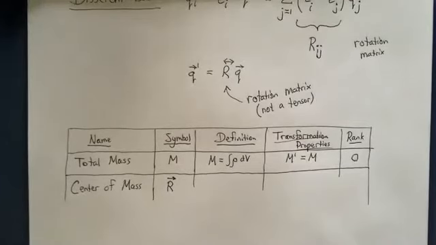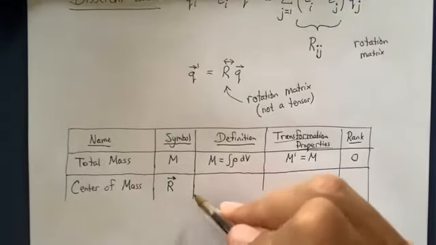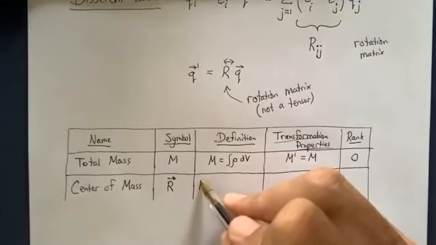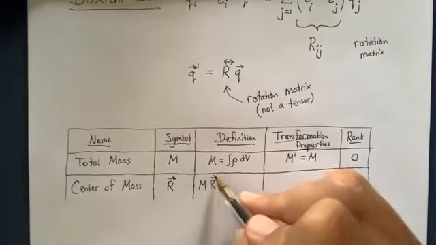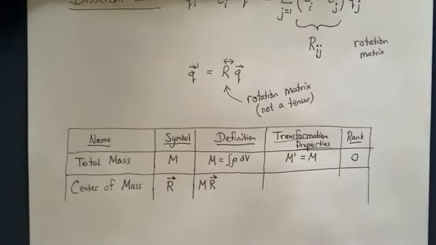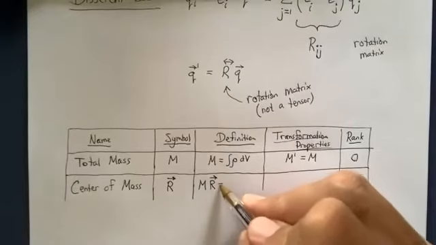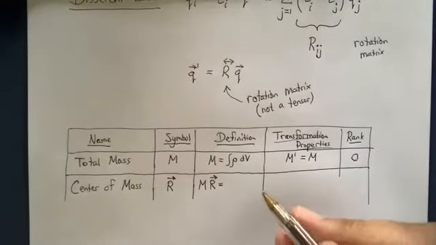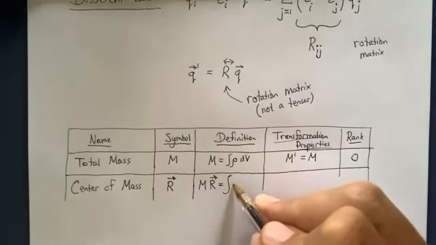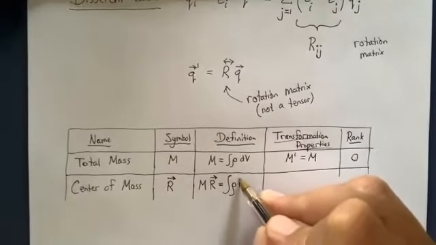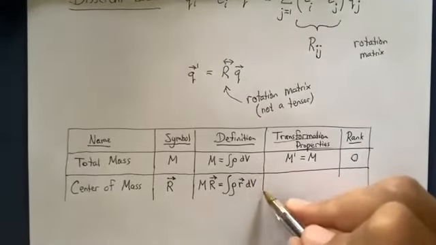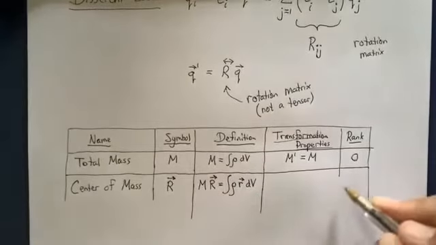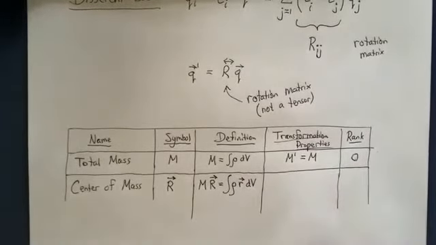Okay, so for the center of mass, a convenient way to write the definition is to multiply both sides by the total mass. So we'll go like this: MR, when we're using vector notation. Let's be very careful here. We're going to integrate. There's the mass density, there's the position vector. Okay, so that's one formula.